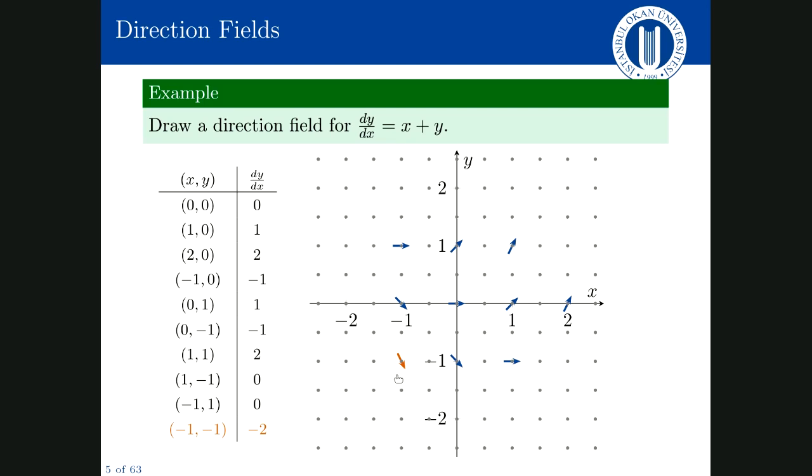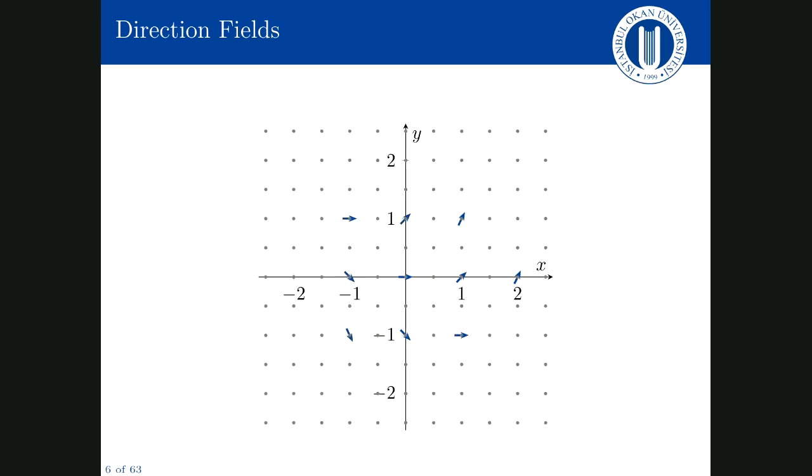I've calculated the slopes at 10 points. Let me clean this up a little bit. I've calculated the slope at 10 points, and I've drawn these 10 little arrows. After this point, we're going to look for patterns, and we're going to make some guesses.